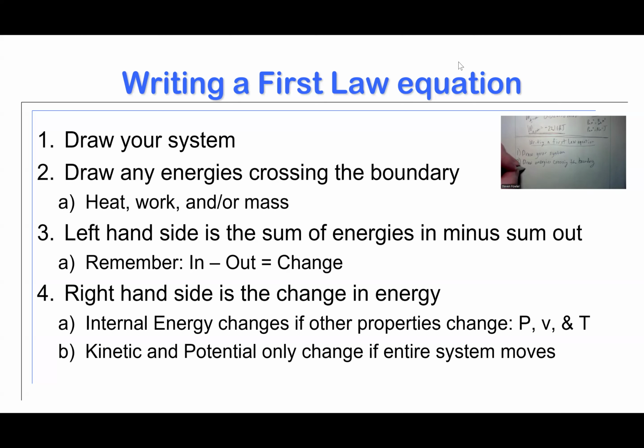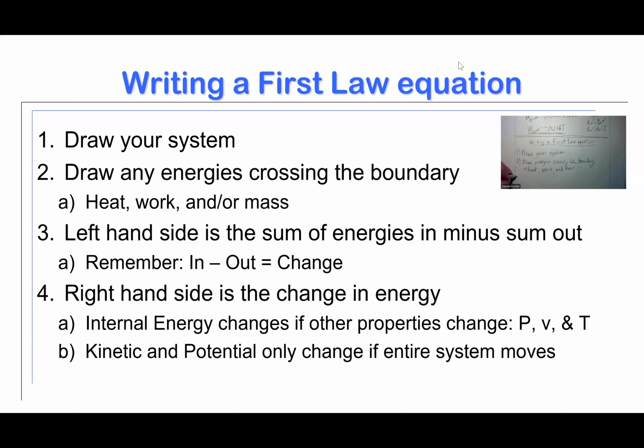Draw the energies crossing the boundary, and those can be three things: heat, work, and/or mass. It forces us to really think about what the things in my equation are. I only draw them if they're actually there. I'm only going to draw heat if I'm actually going to account for heat. Maybe I'll draw heat in and neglect the heat out because I'm looking for the net heat in. Maybe I'll draw work in and neglect the work out because I only see one thing applying a force here.